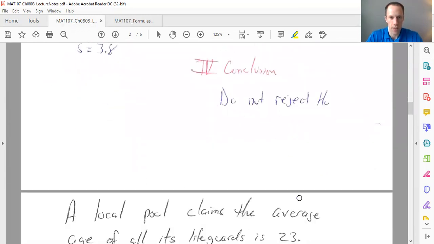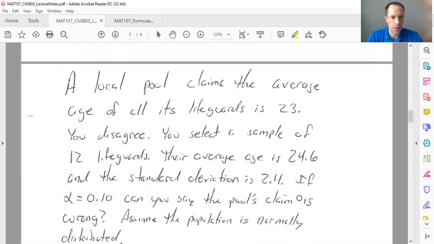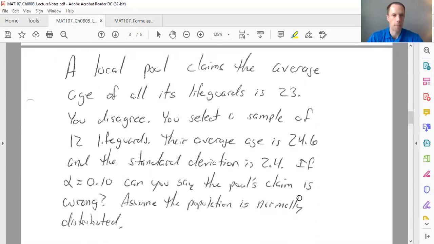Okay, so we saw a left tail and a right tail t-test. Let's do a two-tail t-test to finish up here.